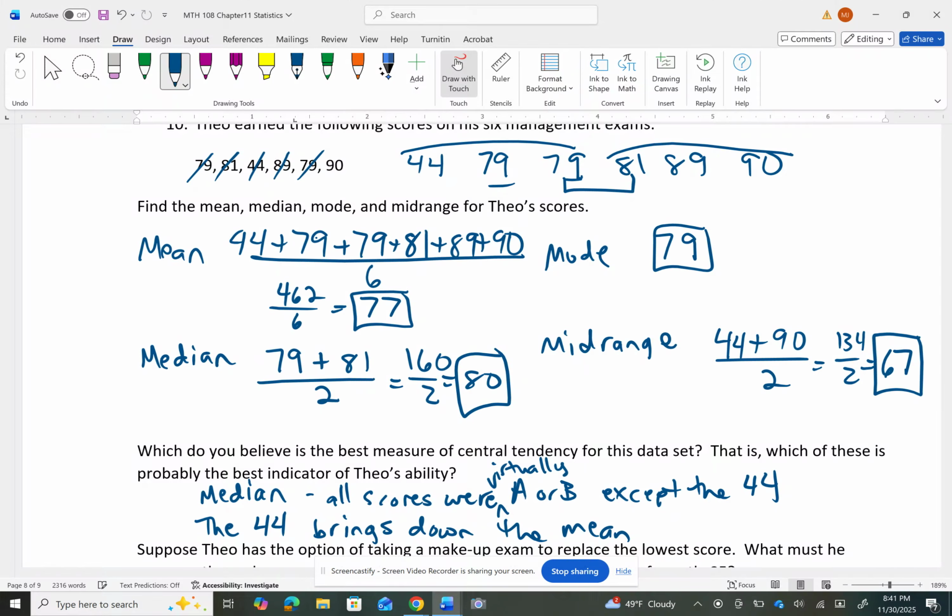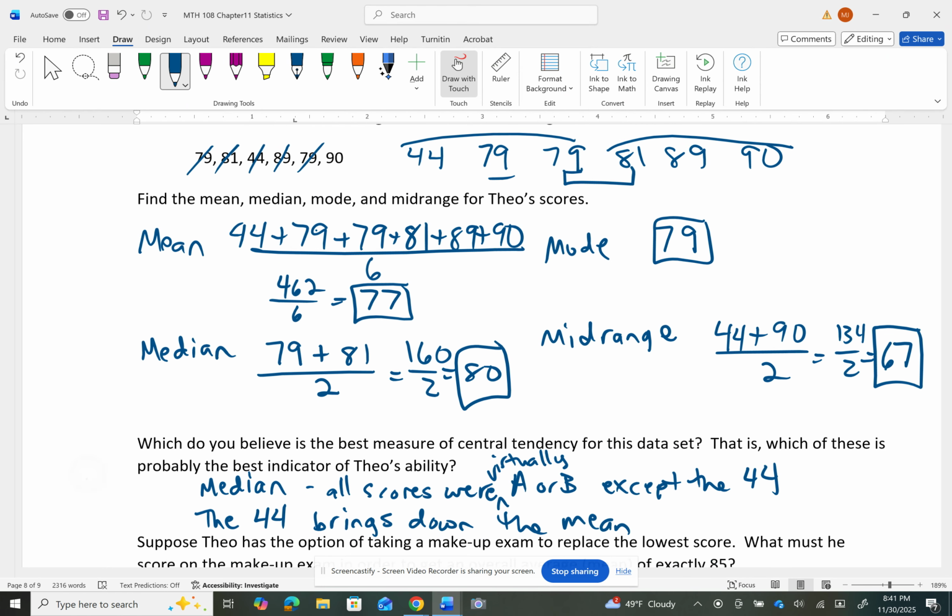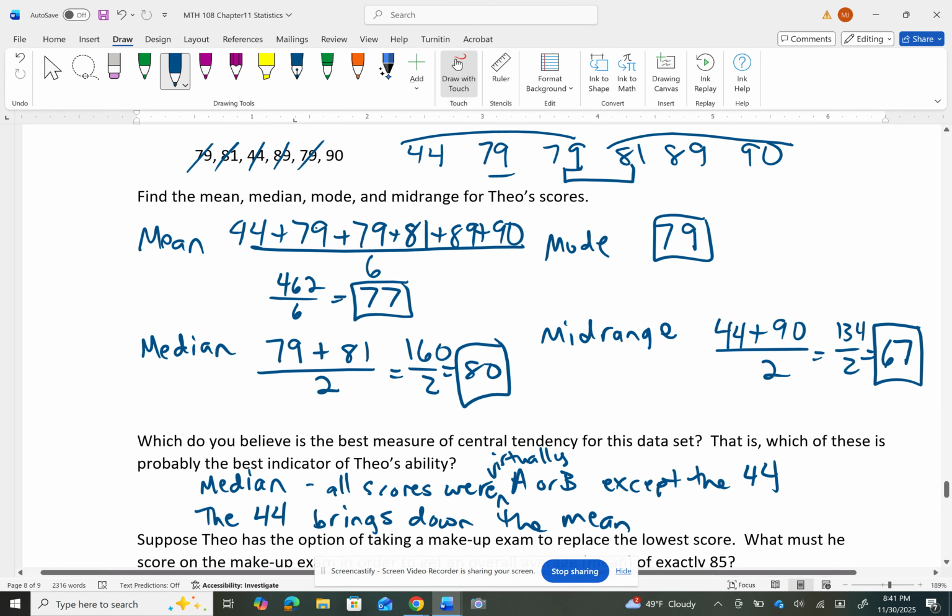I don't think the mid-range would have been a good idea on that one because of that really low score. And the mode, you're sometimes just lucky when the mode seems to be representative of the data set. Like, there could have been two 44s, and then, you know, you wouldn't have wanted to use the mode. Okay.